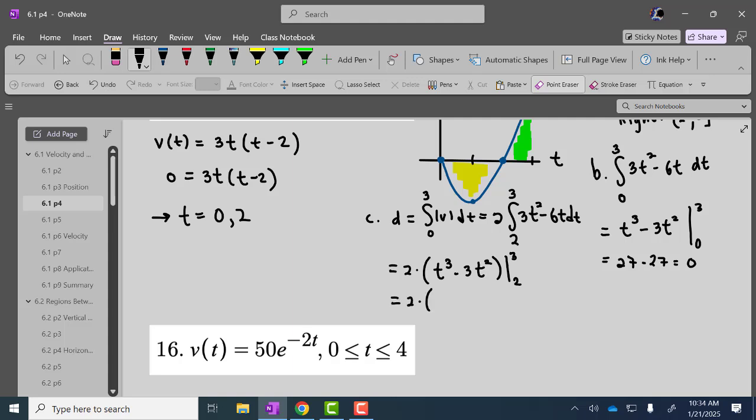So 2 times, we plug in the 3, we get 0. And then we subtract off what we get when the lower limit is plugged into that antiderivative. 2 plugged into here is going to be 8 minus 12. 8 minus 12 is -4, so we're subtracting off -4. So we will get positive 8 as our answer. And these are going to be meters.